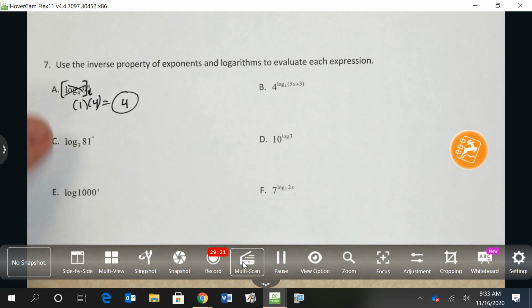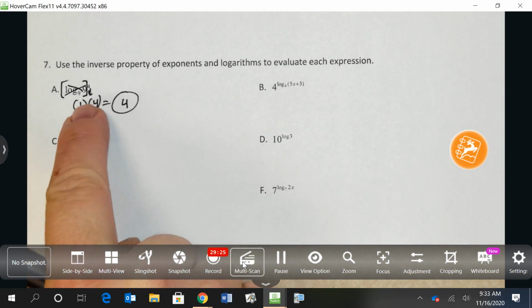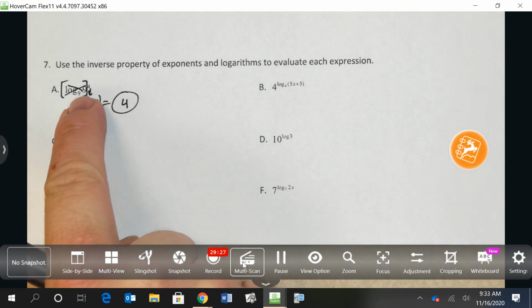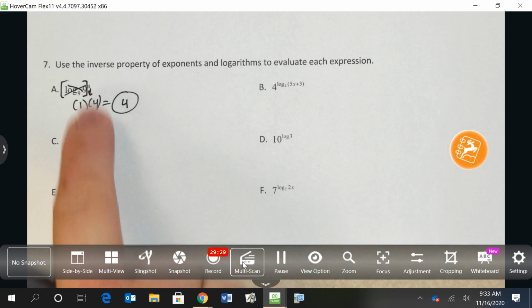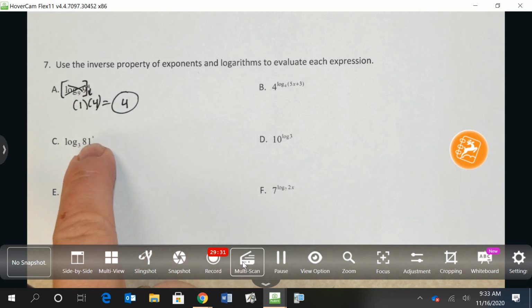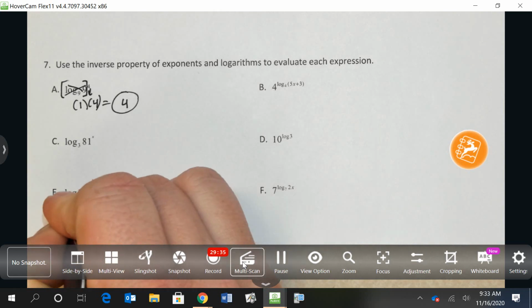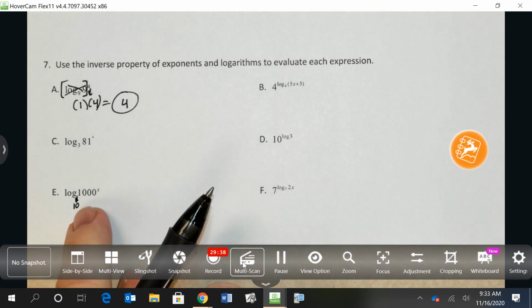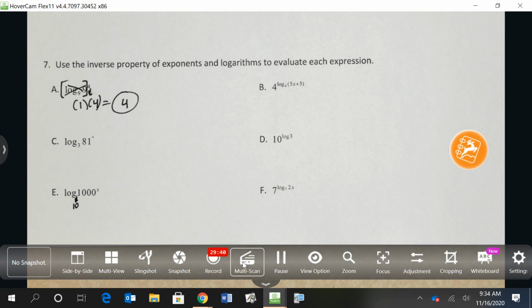C and E are just like A. The difference is A was really nice. It was already a 9 and a 9 back to back. Here I have a 3 and 81, and your first thought is they're not the same. I can't do that. Or remember, here's a hidden 10 down below. It's a common log. So a 10 and a 1,000, they're not the same. But we can rewrite it so they're the same.